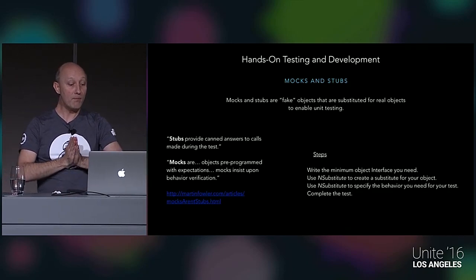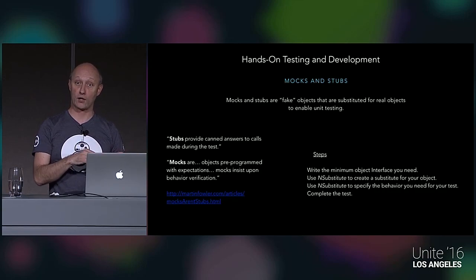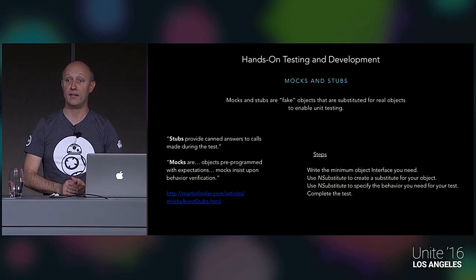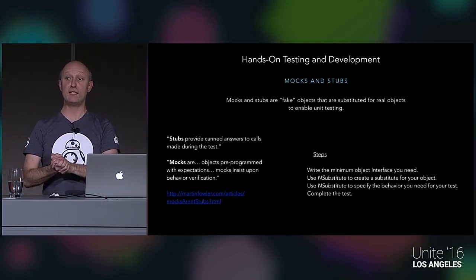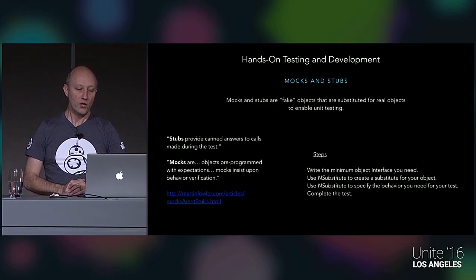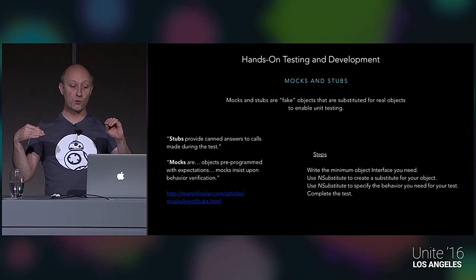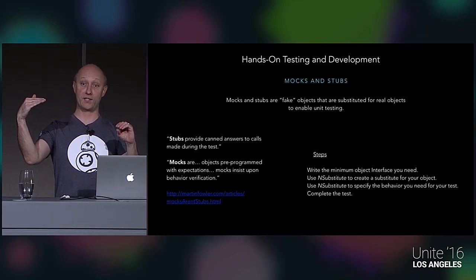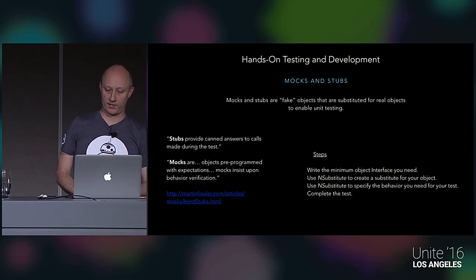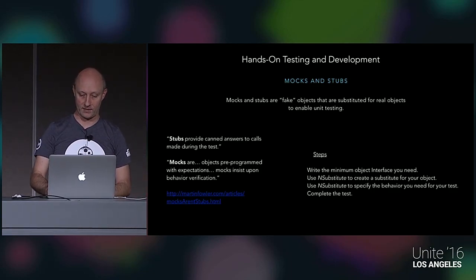We write the minimum object interface that I need in order to create a mock or a stub. And the reason I do that is because of NSubstitute, which we'll see in the next slide. NSubstitute comes with the Unity test tools, and it's a great way to handle cases like this. So we use NSubstitute to substitute for the object once we've already created a small interface that that object can implement. And we'll see an example to see how that works. We then specify the behavior that we need for our test, and we complete the test.